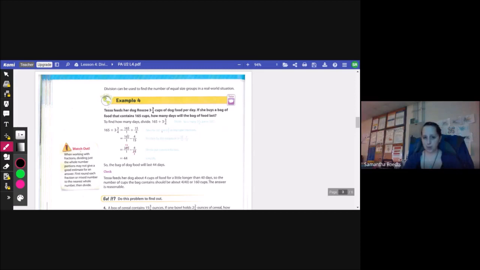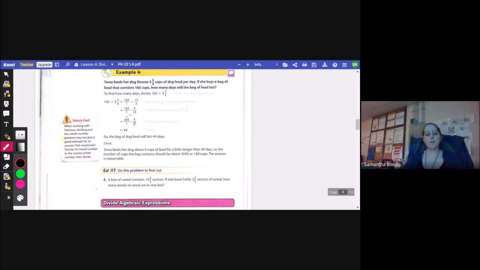I keep my first one the same. I change my division sign to a multiplication sign, and I flip my second fraction. So I have 165/1 times 4/15. I can cross simplify. 15 goes into 165 11 times. So I have 11 times 4 and 1 times 1, which gives me 44. So the bag of dog food will last 44 days.